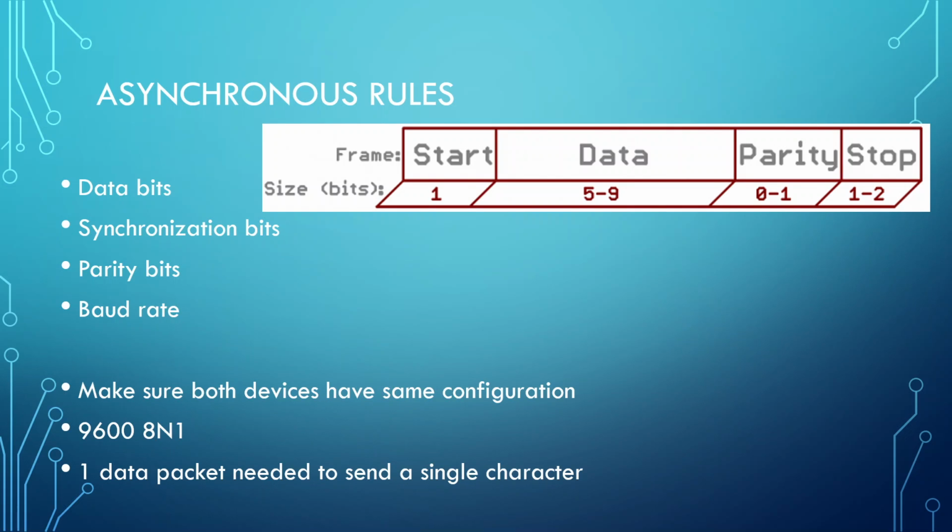When it comes to asynchronous, since we don't have a clock, we have to set up some rules for how we're transmitting data. I have to tell you some information so you know what to expect. So here we have data bits, the section right here in the middle. This is the fun part. You can have 5 to 9 bits of information, or anything in between. 8 is somewhat the standard.